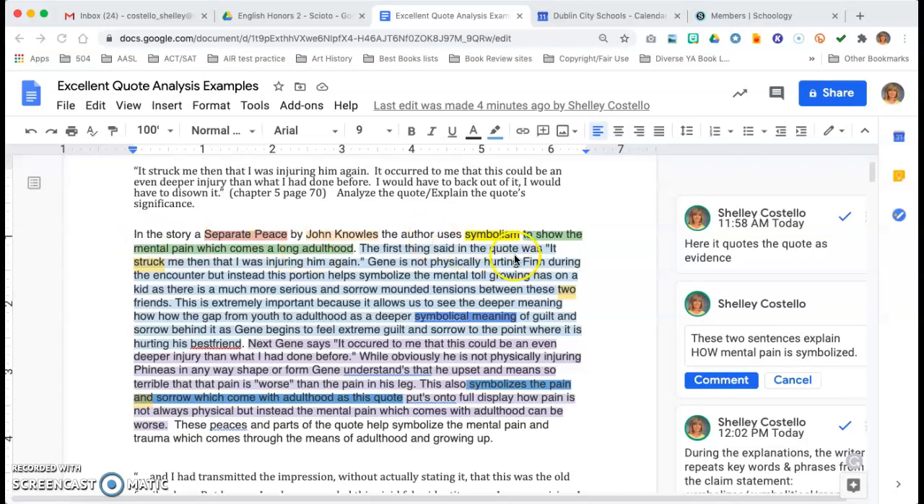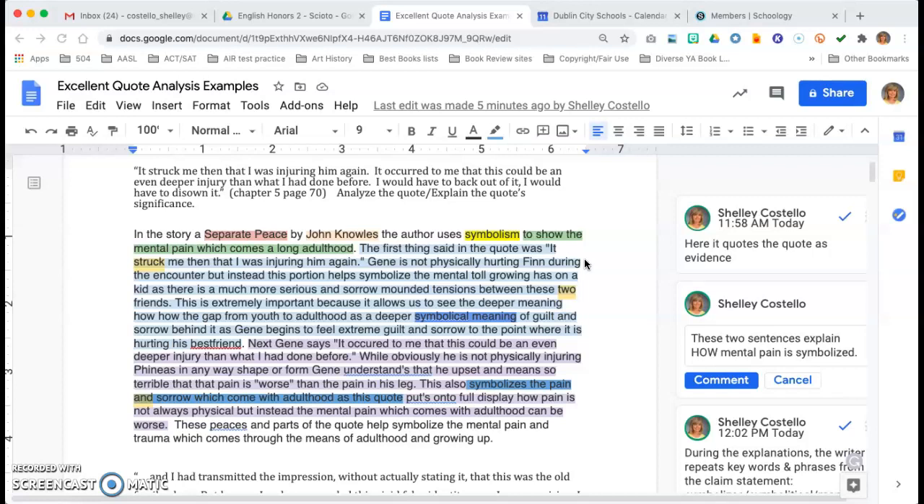The first example, which is the first evidence to back up and support and prove that claim, is highlighted in light blue. And they have a transition. The first thing said in the quote was, quote, "It struck me then that I was injuring him again." End quote. Jean is not physically hurting Finn during the encounter, but instead this portion helps symbolize the mental toll growing, so on and so forth.